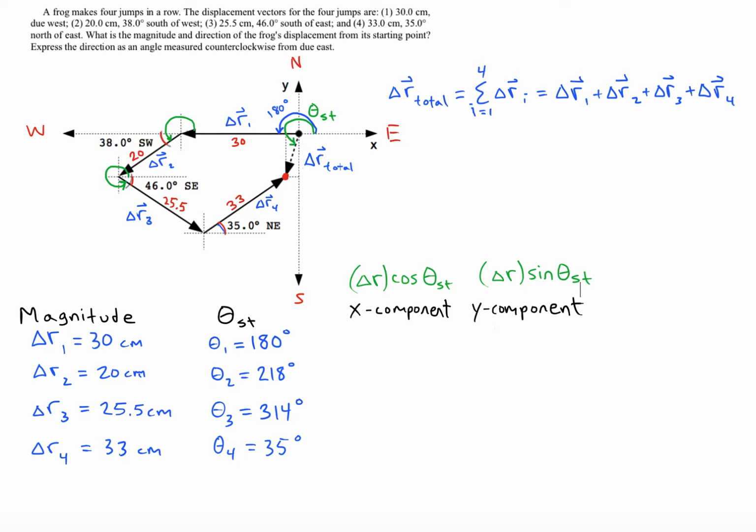So 30 cosine 180 gives us negative 30 centimeters. 20 times the cosine of 218 gives us negative 15.76 centimeters. 25.5 times cosine 314 will give us 17.71 centimeters. And 33 cosine 35 gives us 27.03.